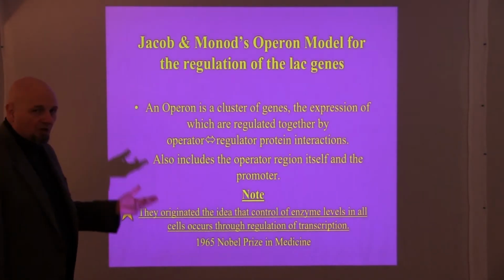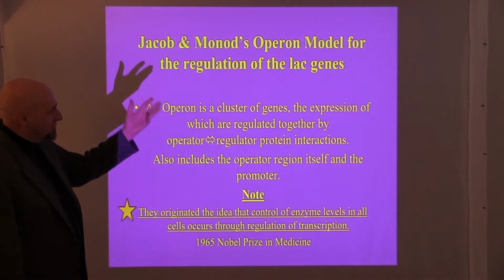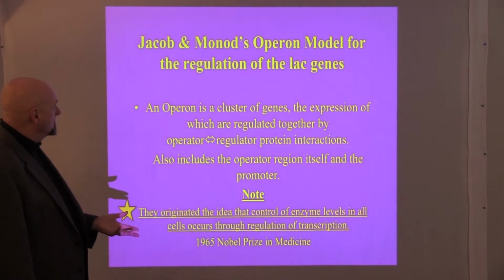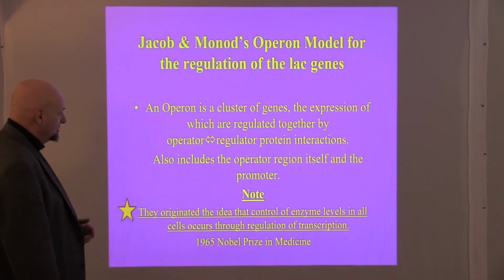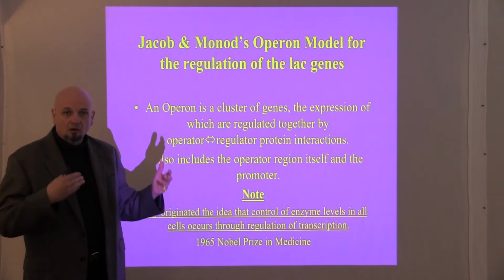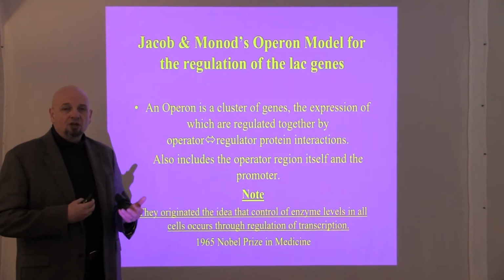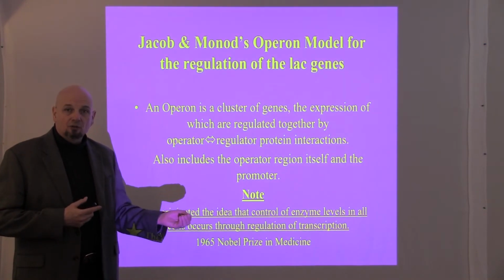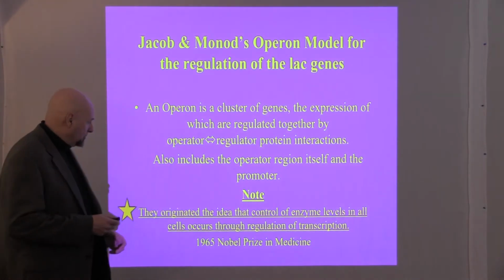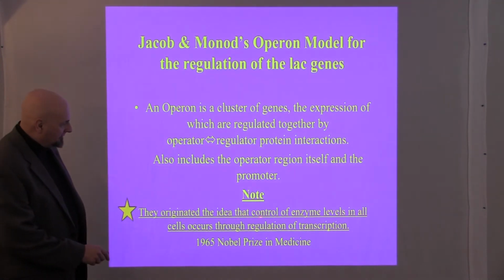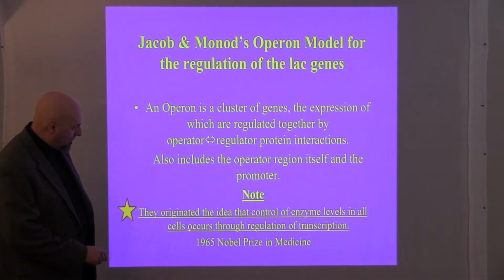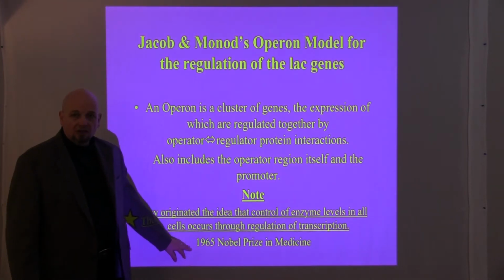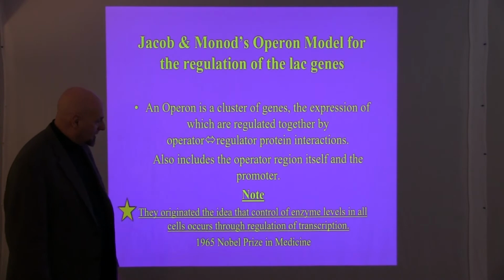So that's called an operon, and as I said before, Jacob and Monod provided this particular operon model for the regulation of LAC genes. They provided the first model for the fact that gene expression can be controlled at the level of gene transcription. So they were the ones that originated the idea that the control of enzyme levels in all cells occurs through the regulation of transcription. As a result of that, they won the 1965 Nobel Prize in Medicine.